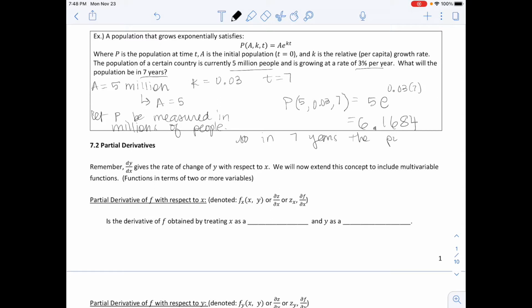So in 7 years the population will be about 6.1684, and again it's in millions of people because that's how we chose to measure this.